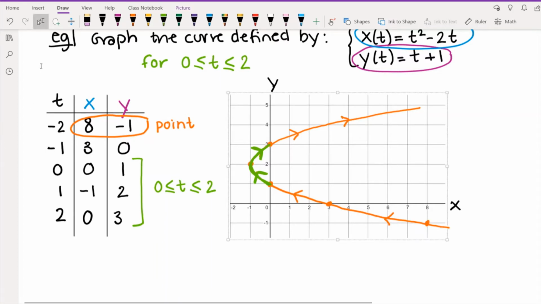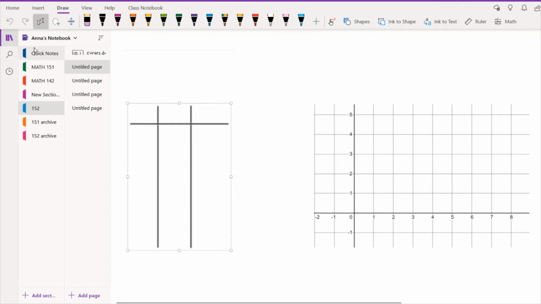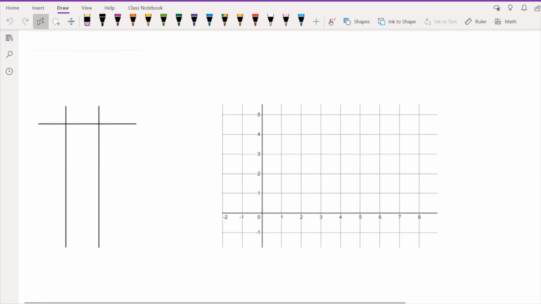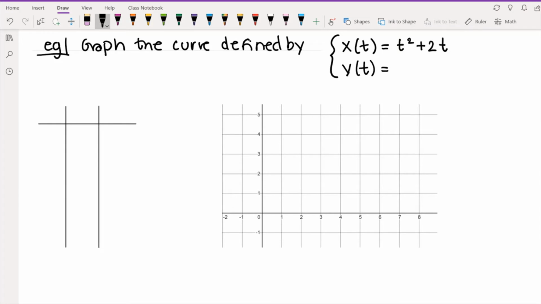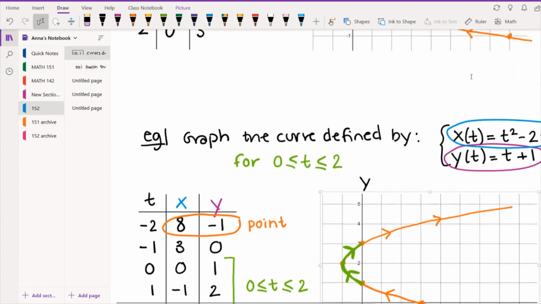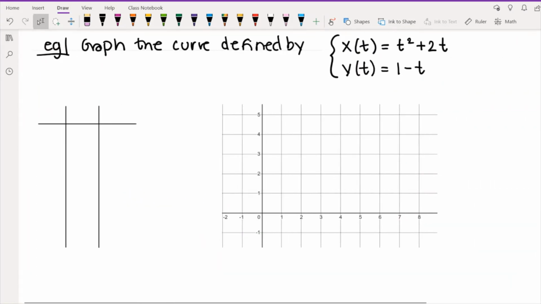Okay, so I want to do another example that we'll see in some ways is really similar, but we'll see that it's also different. So in this case, what I want to do is graph the curve defined by, so this time we're going to have x of t is equal to t squared plus 2t. And we're going to have y of t is equal to 1 minus t. So you might notice if you compare this with the example we just did, the equations look pretty similar, and we'll see that that's intentional. So let's see how this one pans out.